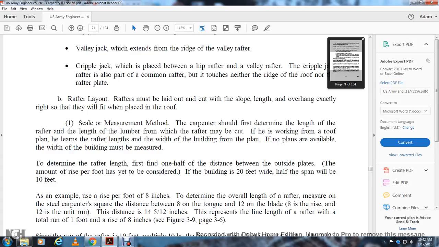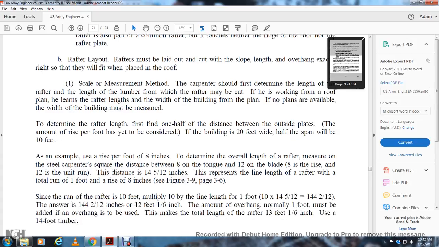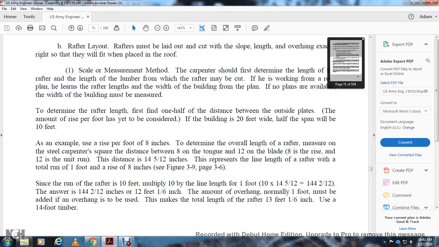Working from the roof plan, the carpenter learns the rafter length from the width of the building in the plan. With no plans available, the width of the building must be measured to determine the rafter length, using half the distance between the outside plates and the amount of rise per foot. In a building 20 feet wide, half the span is 10 feet. The example rise per foot is 8 inches. To determine the overall length of the rafter, measure on the steel carpenter square the distance between 8 on the tongue and 12 on the blade. 8 is the rise and 12 is the unit of run. The distance is 14 and 5.5 inches.